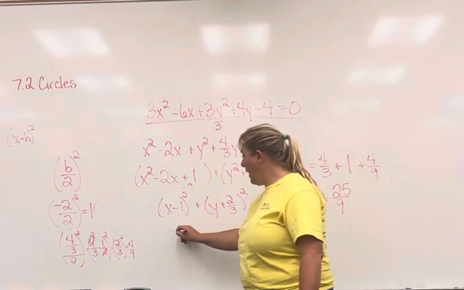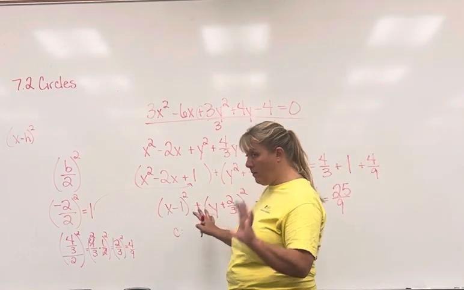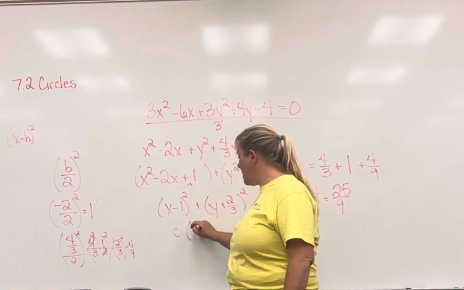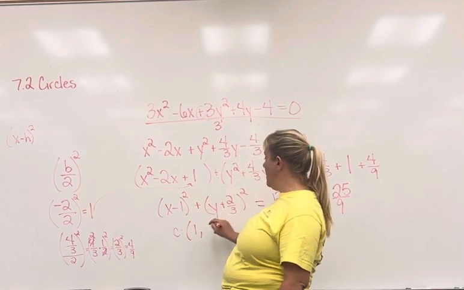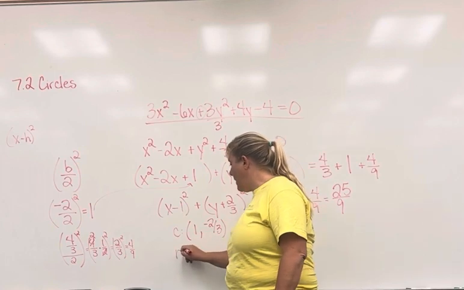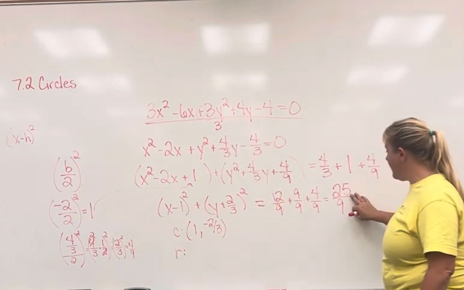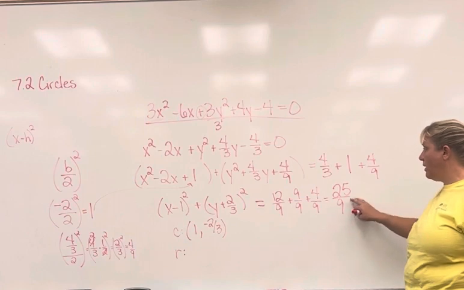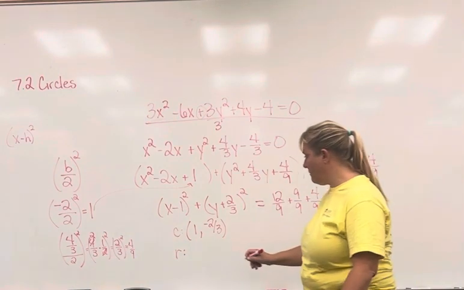So from here, I can ask for the center, and remember, we're going to flip the signs. So the center on this one is (1, -2/3). And the radius here, we've got this 25/9, which we'll take the square root of, which will give us 5/3.